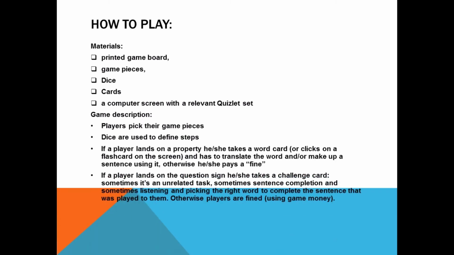So basically, the description is exactly like I said. The players pick their game pieces. The dice are used to define steps. All the rest we have already explained. Again, if you have any questions in a Q&A session, we'll be happy to give you more details about each and every game.